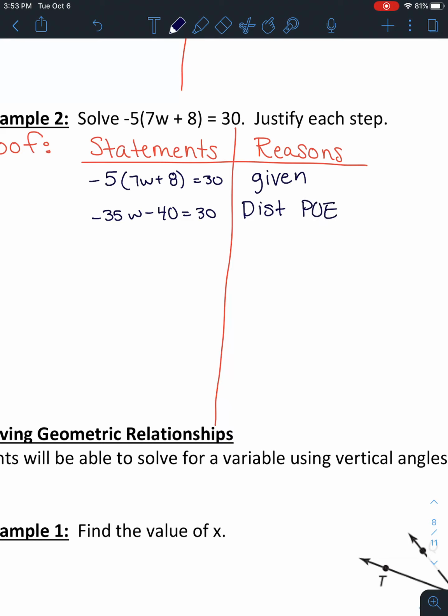Okay, next I'm going to add 40 to both sides. So that gives me negative 35w equals 70. And that was my addition property of equality because I added to both sides. Now I'm going to divide by negative 35. So that gives me w equals negative 2. And that would be my division property of equality.